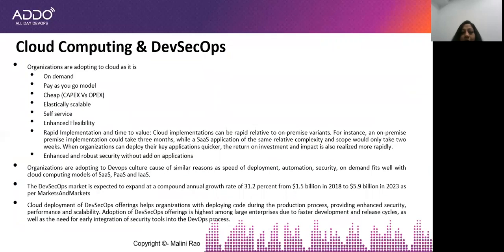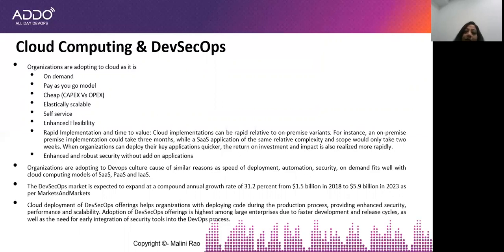Now talking about cloud computing and DevSecOps, organizations are more and more adopting the cloud environment, whether it's private, public, multi-cloud or hybrid cloud. The most important characteristics and the reason the organizations are moving to cloud is because it's on demand, it is a pay-as-you-go model, it is cheaper if you compare the CapEx and OpEx model with on-prem and cloud, and it is elastically scalable, and it's self-service, as well as it has enhanced flexibility.